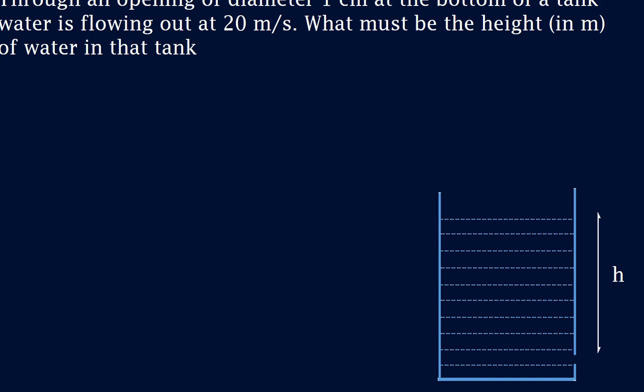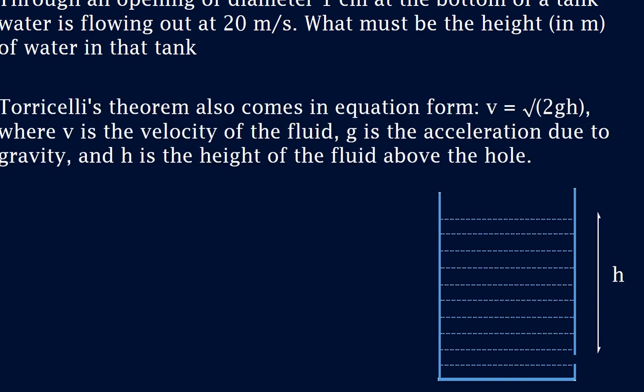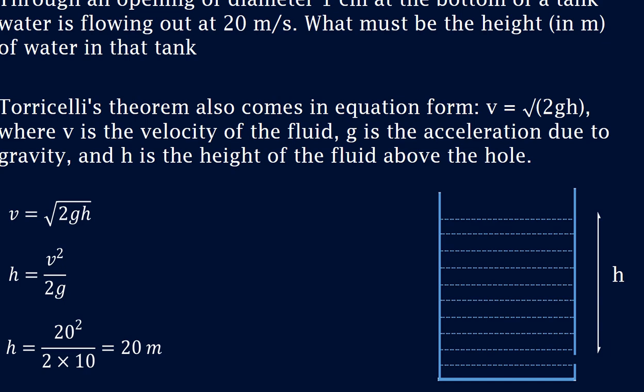Torricelli's theorem also comes in equation form, that is V = sqrt(2gh), where V is the velocity of the fluid, g is the acceleration due to gravity, and h is the height of the fluid above the hole. Therefore, V = sqrt(2gh), so h = V^2/2g. Substituting the values and simplifying further, we get h = 20 meters.